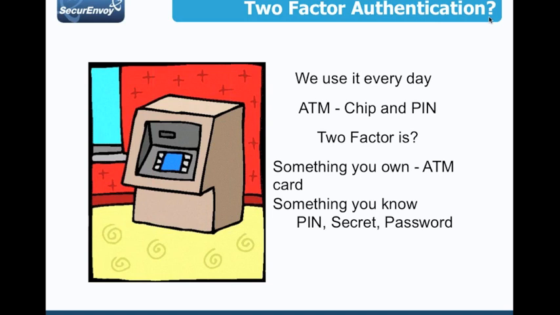So two-factor is giving you the ability to have two different factors of authentication: something physical and something you know. Now, in the world we work in, there are three factors that can authenticate a user. There's something they have, there's something they know, and there's something they are.